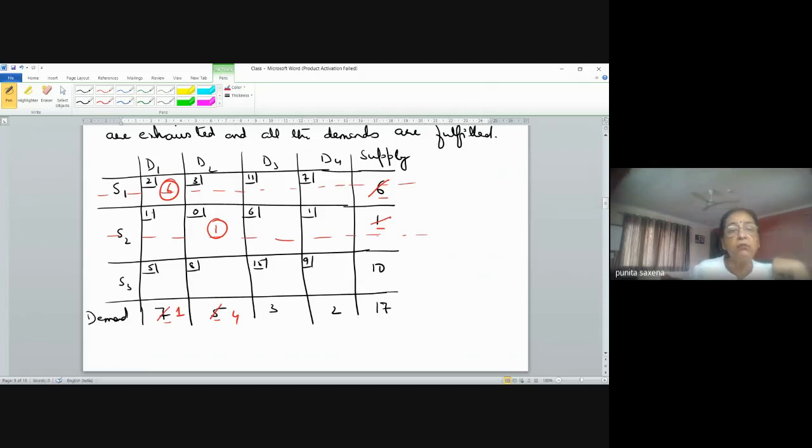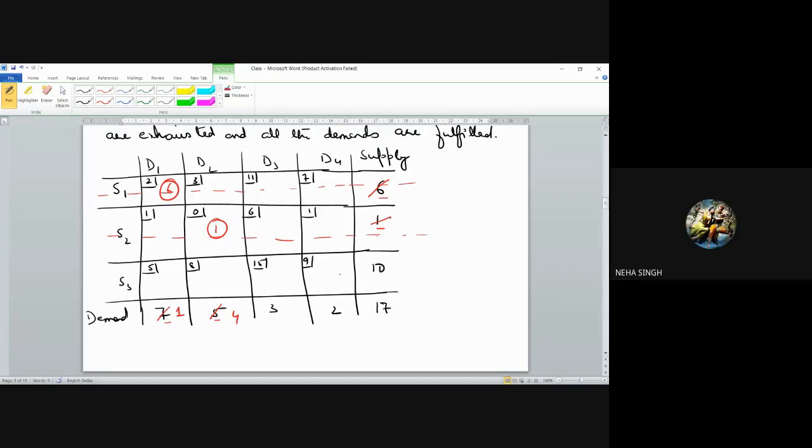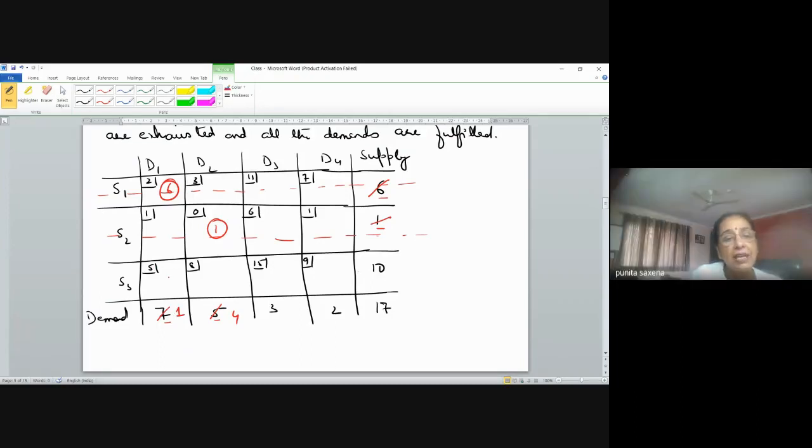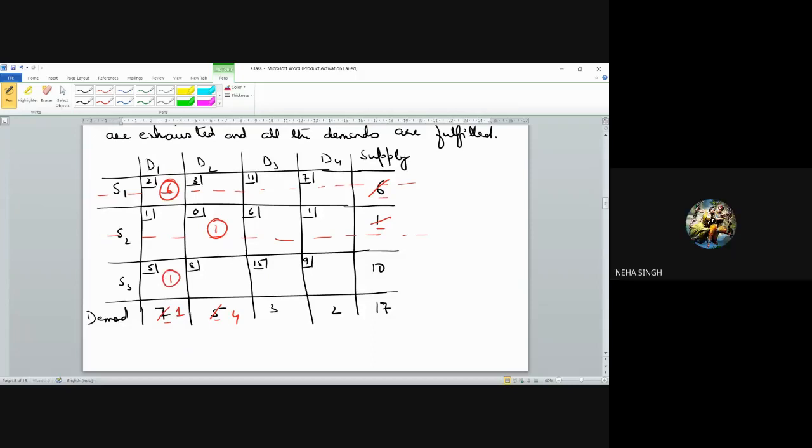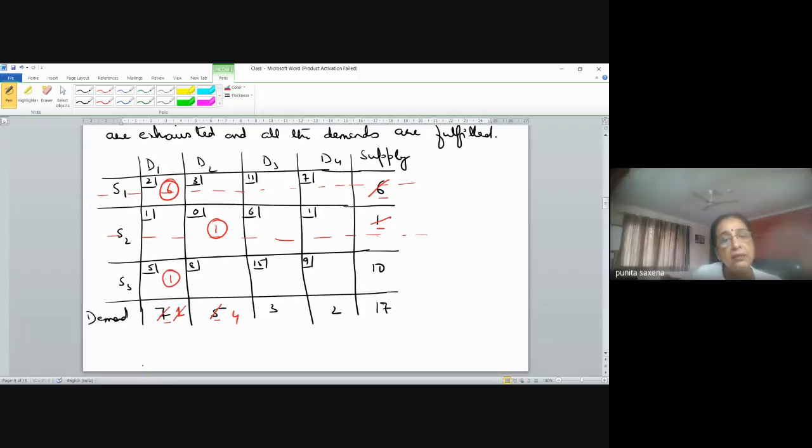Now we move to the next lowest cost. What is left for the next lowest? Between 5, 8, 15 and 9. How much is the lowest? 5. How much can you supply in this cell? Only 1 unit, because more is not needed. Right? So you're left with 9 here. And the moment you do this, this column gets fulfilled.